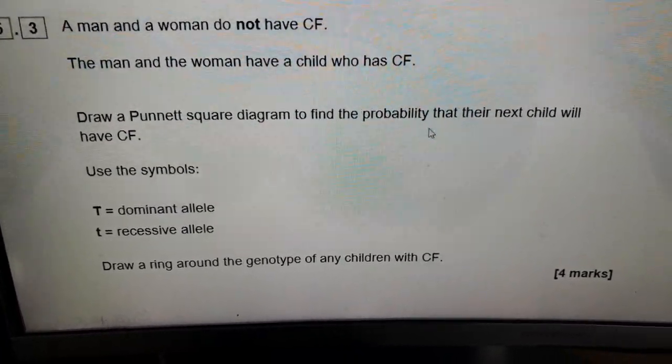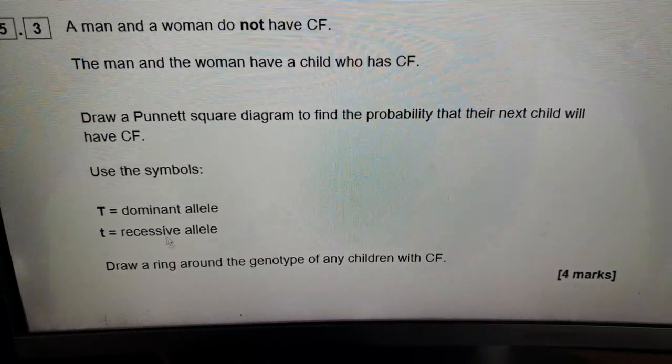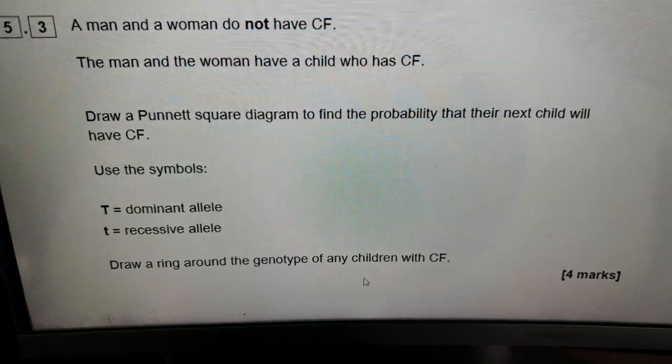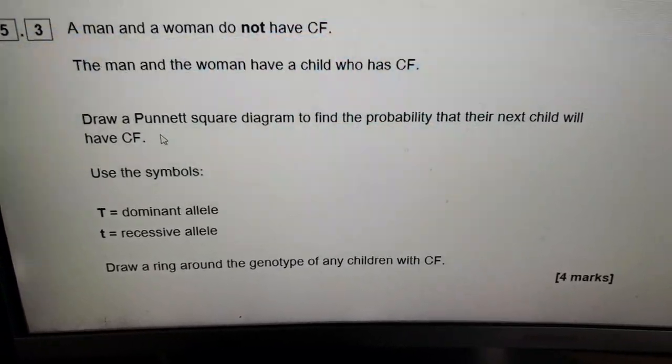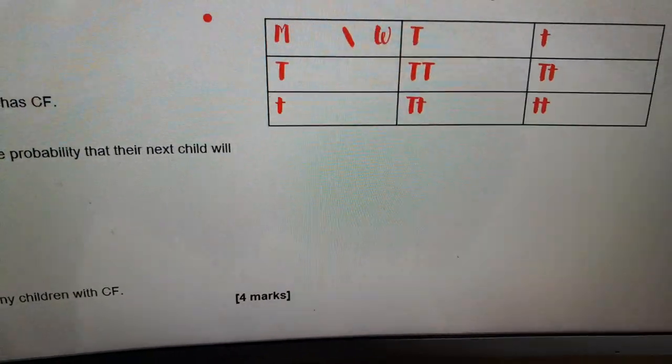To find the probability that their next child will have cystic fibrosis, use these symbols and draw a ring around the genotype of any children with cystic fibrosis. To be honest, I see Punnett square and I'm going to do that straight away. So here we go. This is what the answer looks like.